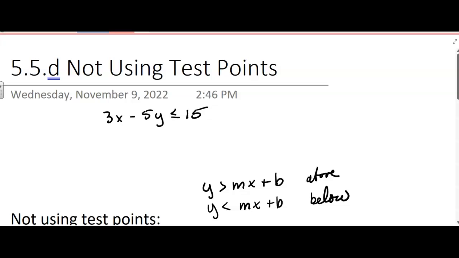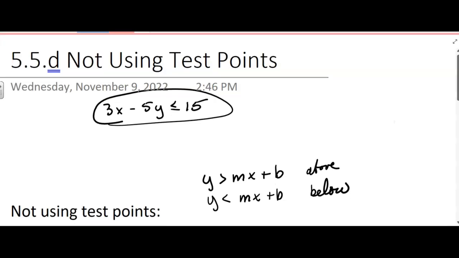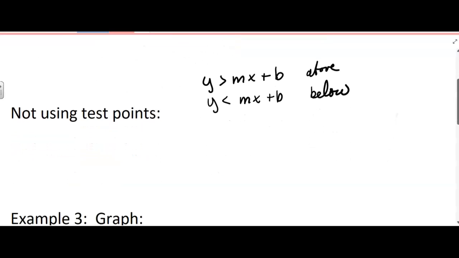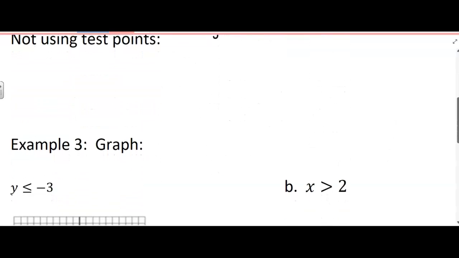Well, that may all be well and true, but this isn't in that form. And when you go to put it in the form, you'd have to divide by a negative, and that would switch the inequality the other way, and you're going to run into some issues, so it might not make sense. But you could do that. I'm not going to disagree with the book. I just don't do it that way. For me, it's just easier to use the test point. Okay? So I talked about that a little bit.